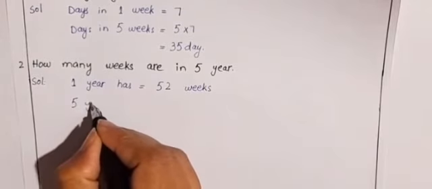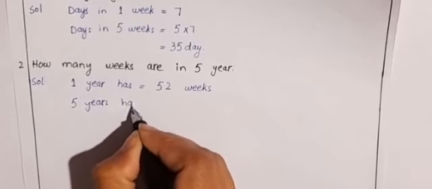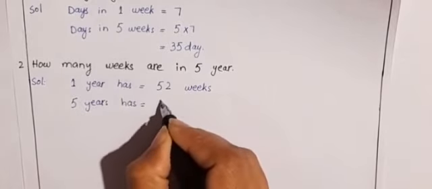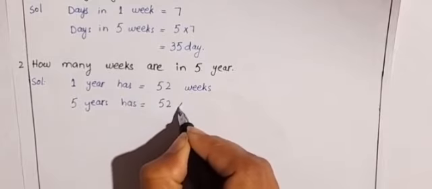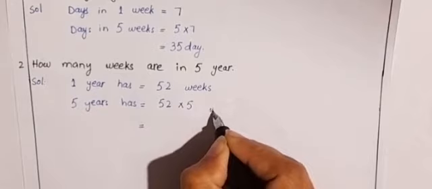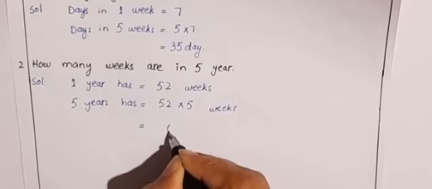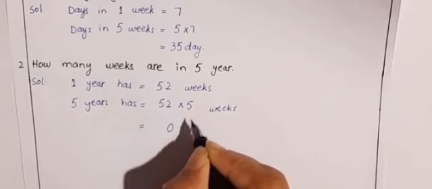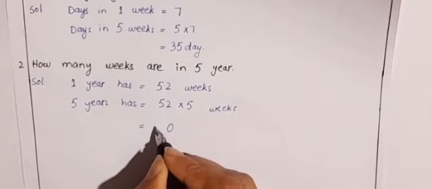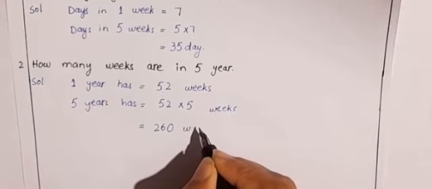5 years equals 52 multiplied by 5 weeks. 5 2s are 10, 0. Here we had 1 carried. 5 5s are 25 and 1, 26. 260 weeks.